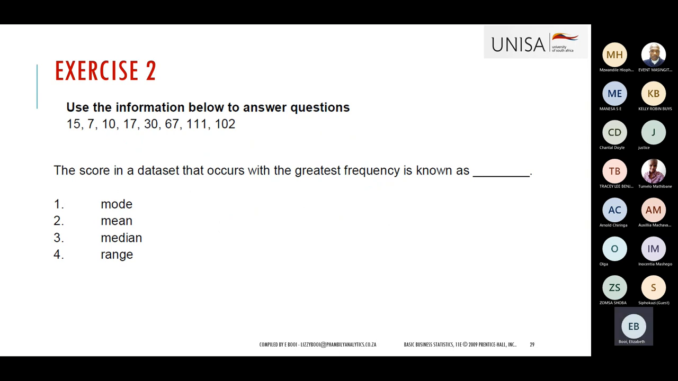Use the information below to answer the question. We are given the data set: 15, 7, 10, 17, 30, 67, 111, and 102. The score in the data set that occurs with the greatest frequency is known as what? We don't want the number, but we want to know if we have a value that appears more than the other numbers. It's the number that appears with the greatest frequency. Is that number one, two, three, or four? Number one. The answer would be the mode. You guys are rocking. You know stats.